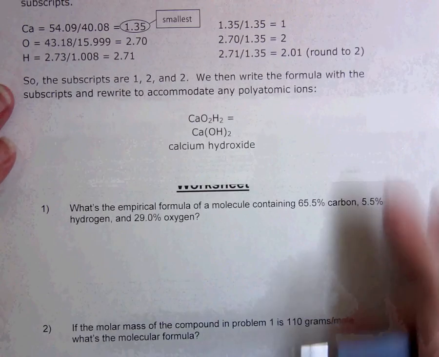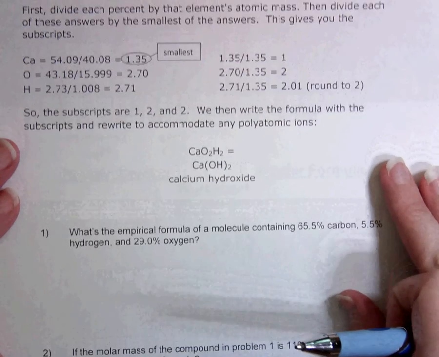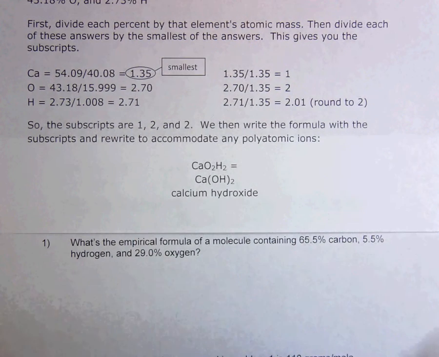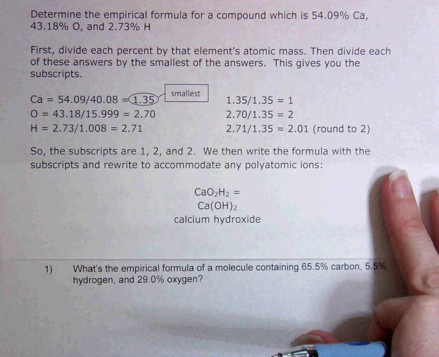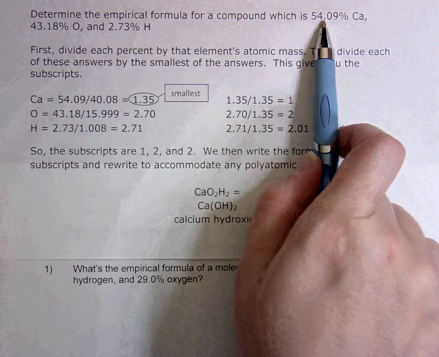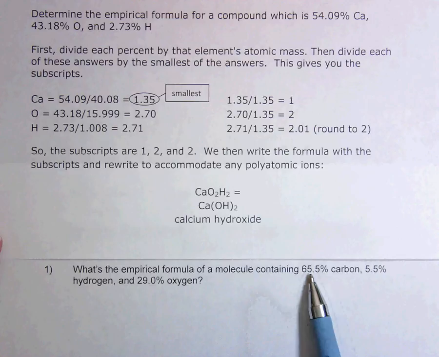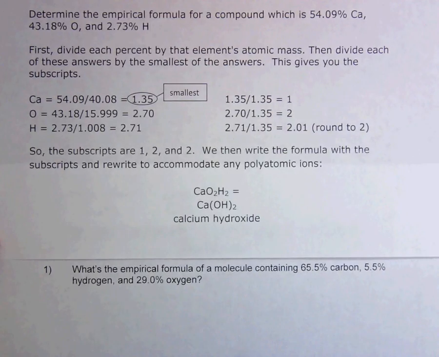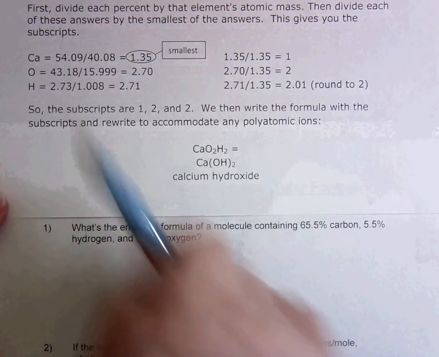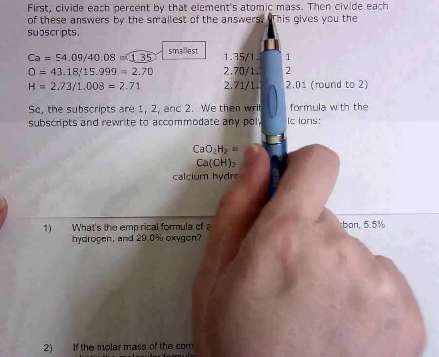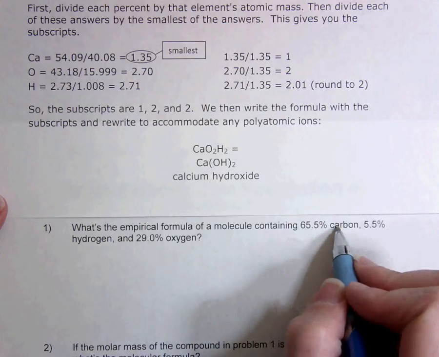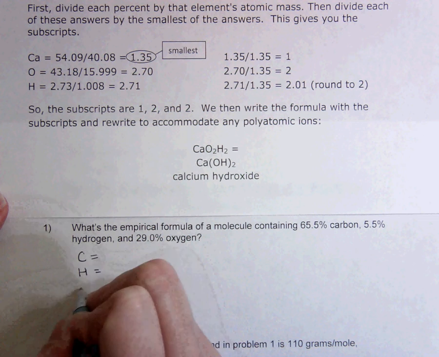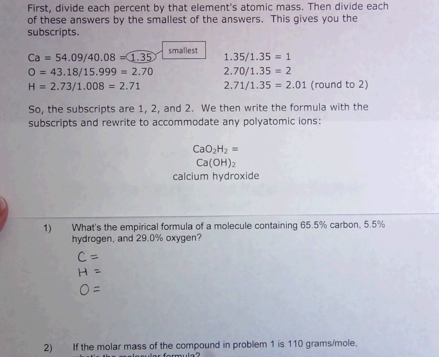Let me see if I can put this where we can see those steps from up above and see the problem that we're working on. It looks like we can. We're going to find the empirical formula for a compound which is 65.5% carbon, 5.5% hydrogen, and 29% oxygen. It tells us, first we divide each percent by that element's atomic mass. So I'm going to write down carbon, hydrogen, and oxygen here.